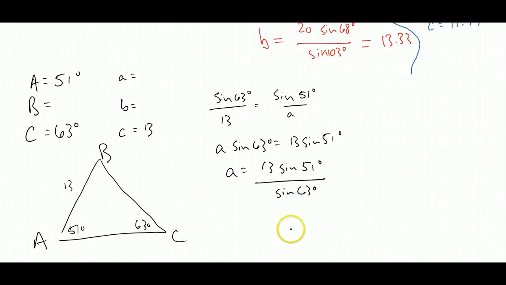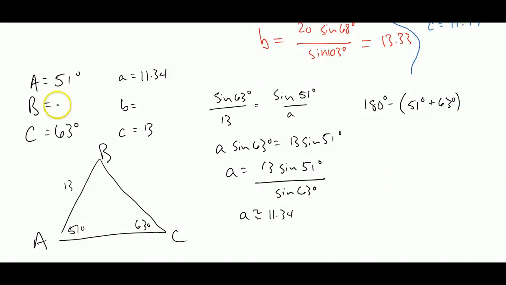And plug that into our calculator. I hope you came up with 11.34, approximately. To get angle B, I know that I can take 180 degrees and subtract off the sum of 51 degrees and 63 degrees. Angle B comes out to be 66 degrees.